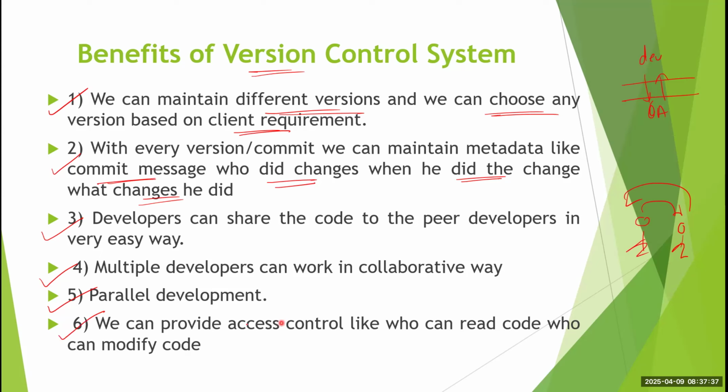We can also provide access control, like who can read the code and who can modify the code. Through the version control system, this is also possible. You can set the access permission on whether a particular script is read-only or you can modify it. But that's the main part, the benefit of a version control system: you are able to track the entire change history. That is the main topic.